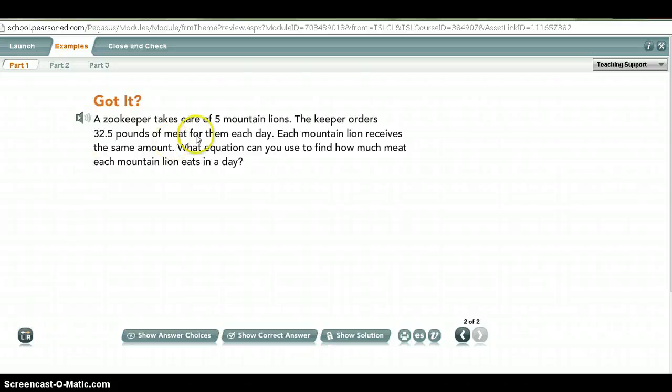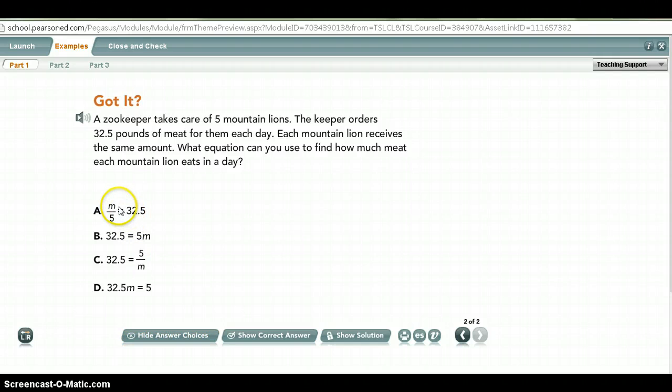Okay, so let's think about this. We have 5 mountain lions and they're each going to get the same amount, and that needs to equal a total of 32.5 pounds. How can we start to write this as an equation? So let's see some answer choices.